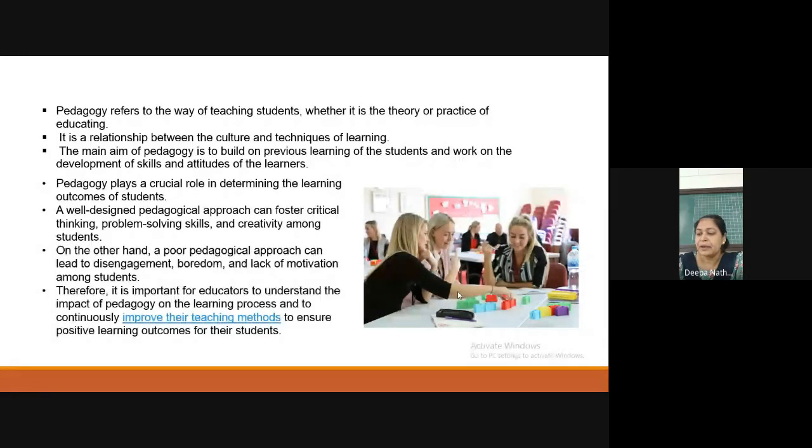It is important for educators to understand the impact of pedagogy on learning processes and continuously improve their teaching methods to ensure positive learning outcomes. So this is what we have for teaching pedagogy. It's nothing but different ways in which an educator presents his thoughts and innovative ideas, so that the listener or the student becomes focused in the class and gets something positive out of it. Nowadays it relates to both the theory and the practical world as well.